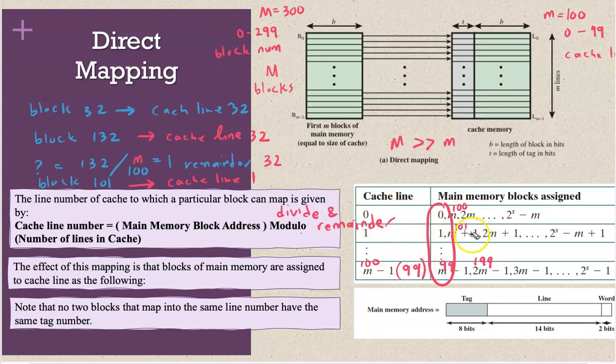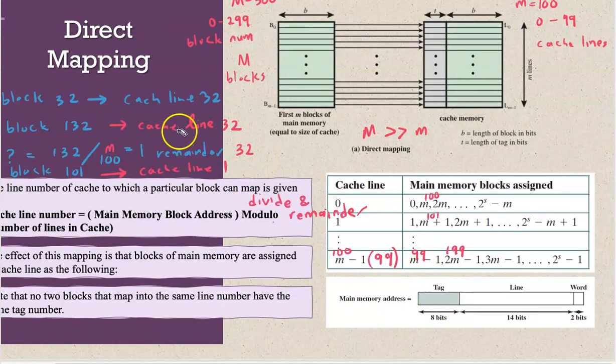I have block number 101, so that corresponds to m plus 1. Therefore, the cache line is going to be 1. Okay? Even though we mapped all these blocks onto the same line, for example, the 0m, 2m, etc., all these blocks are distinguished from one another using different tags. Note that no two blocks that map into the same line number have the same tag number. So we'll see what the tag number is.